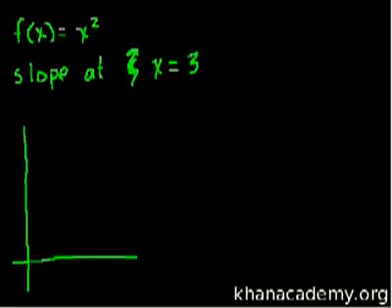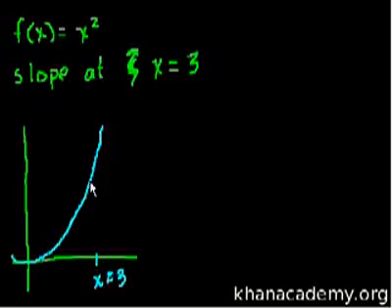And then if I were to draw, let me pick a different color. So we want to say, what is the slope when x is equal to 3? This is x equals 3. And of course, when x equals 3, f of x is equal to 9. We know that, right?